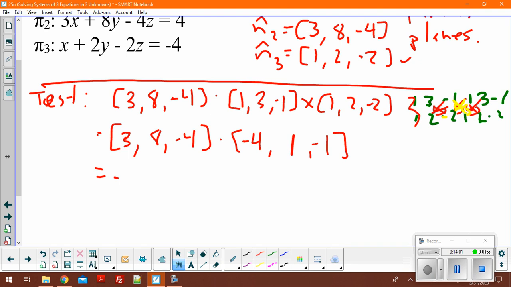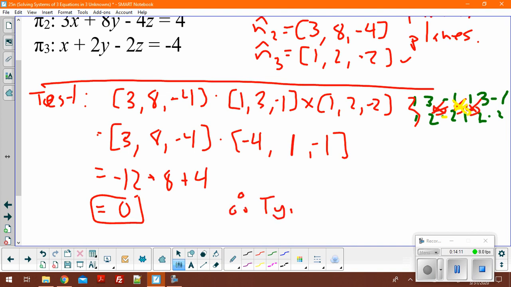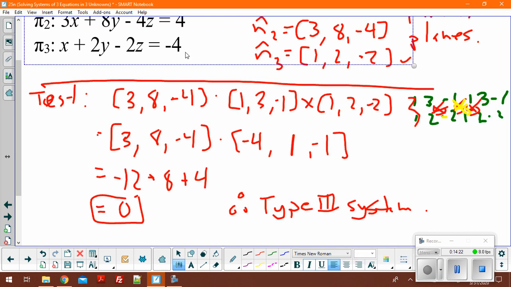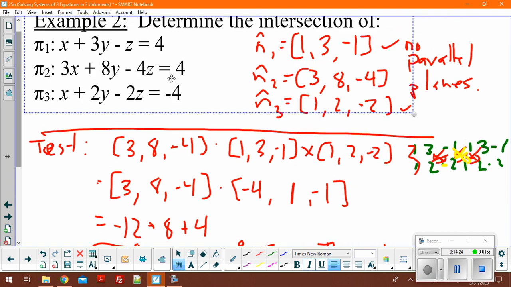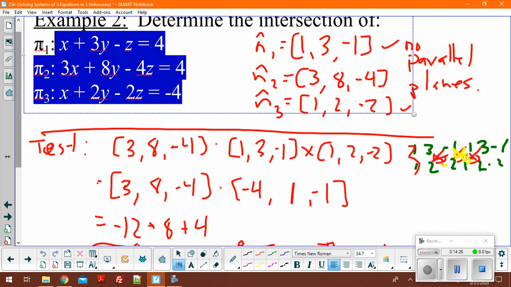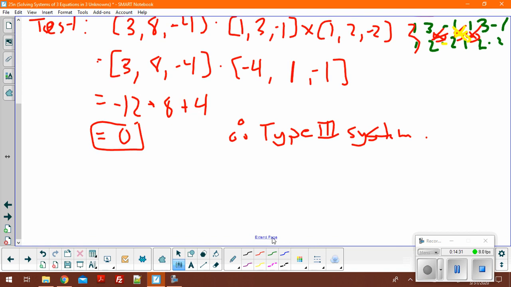Okay, so now we do the dot product. So I'm going to get -12 plus 8 plus 4, so this is equal to 0. Okay, so therefore, this is a type 3 system. Okay, I do not know if it's type 3A or 3B. We just have to run through the process and figure it out once we start solving. Okay, so I'm going to copy down my equations and we'll start the process.